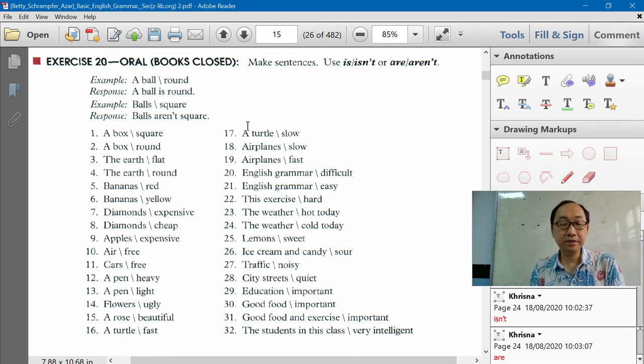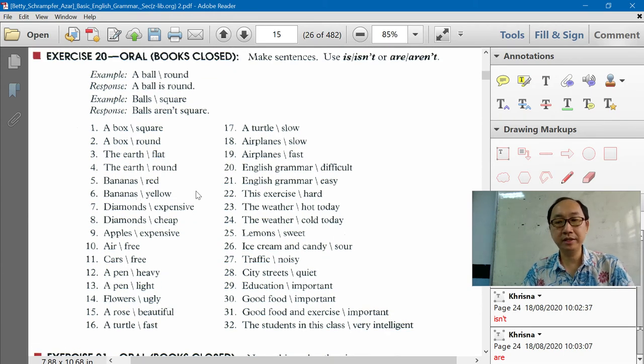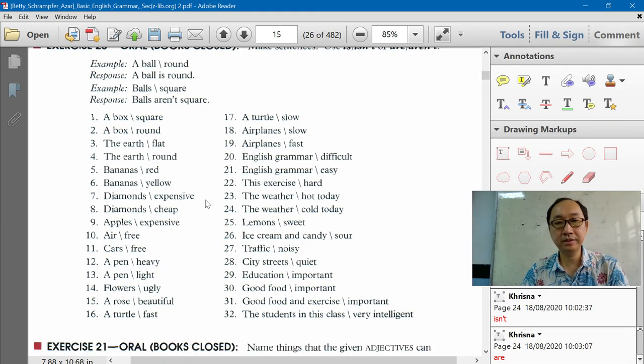The students in this class, no students, it's a pandemic. So most students study at home. But suppose there are students around here, the students in this class are very intelligent. Okay, so I have demonstrated the oral exercise for you by using is, isn't, are, or aren't, and adjectives. I hope that you understand. And we can come to the next.